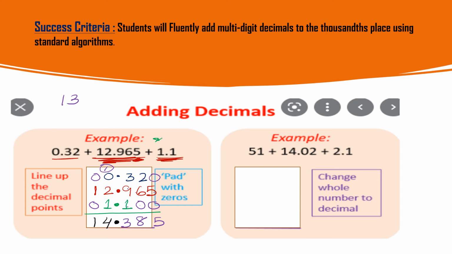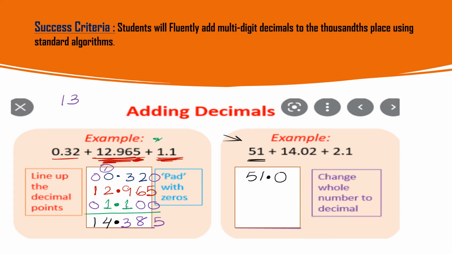Now, next one, let's see. How do we read it? 51. Okay, you can see there is no decimal, so I wrote here 51. No decimal means the decimal is after the 51, and after the decimal, put the 0 to just write it.